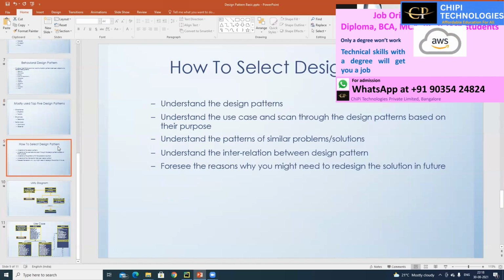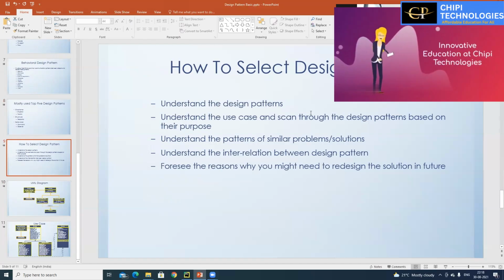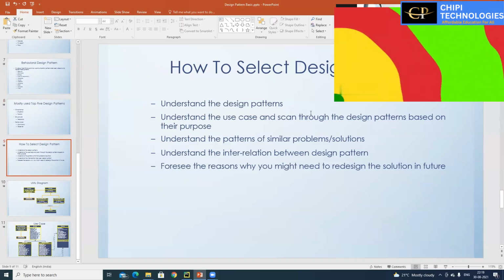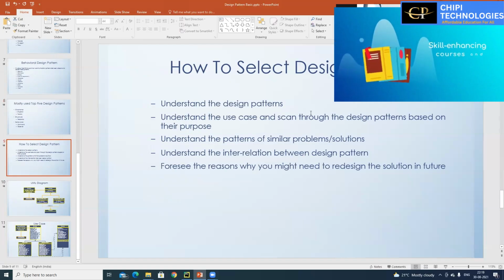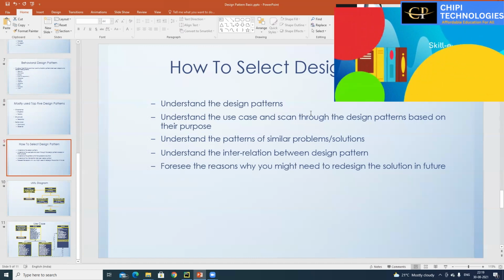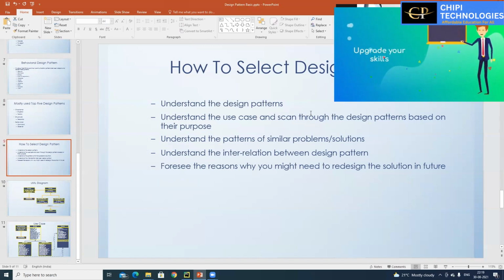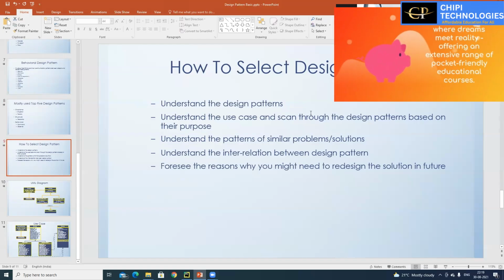Now, the most important question: how to pick up a design pattern? Let's say you want to develop a software from scratch, and you have been given all the use cases. Now you have to think about how to implement it and which design pattern you want to pick. First and foremost, you must know what design patterns are available. For that, you need to learn the design patterns first.